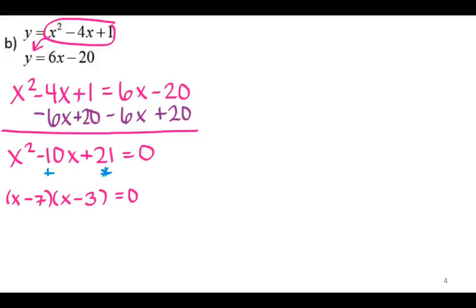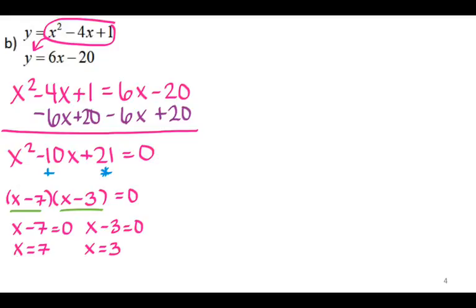Now I need to solve for x, so I'm going to take each of my factors, set it equal to 0, and solve for x. So I have x minus 7 equals 0, x minus 3 equals 0. So my first one is x equals 7, and my second one is x equals 3.